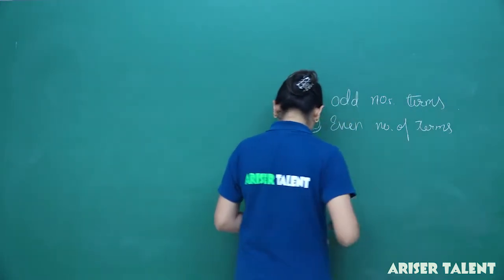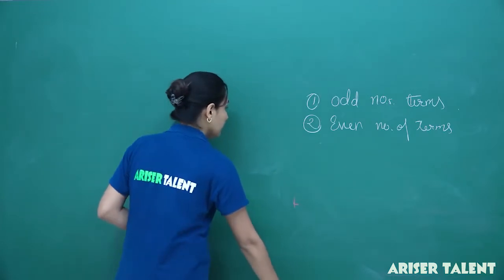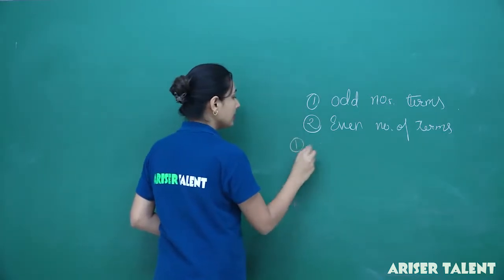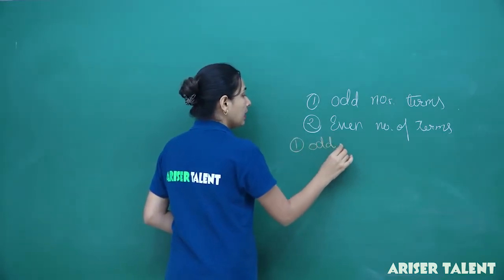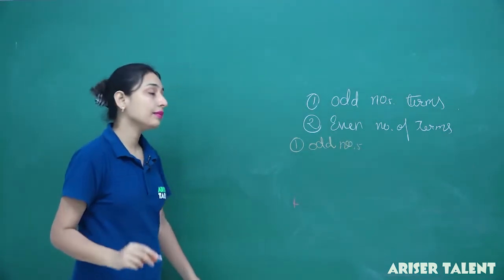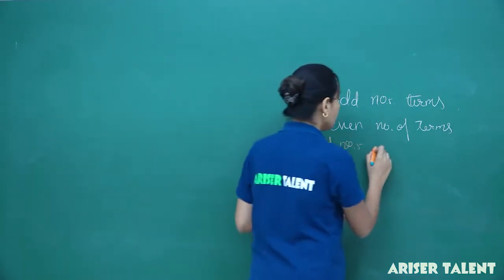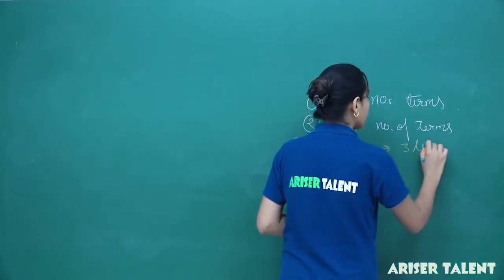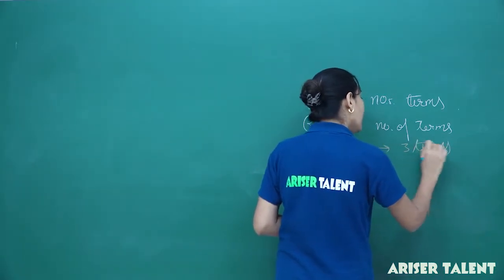Talking about the first one, odd numbers. In odd numbers, let's suppose I have to choose any 3 terms. 3 is an odd number, 3 terms. So what will I do?